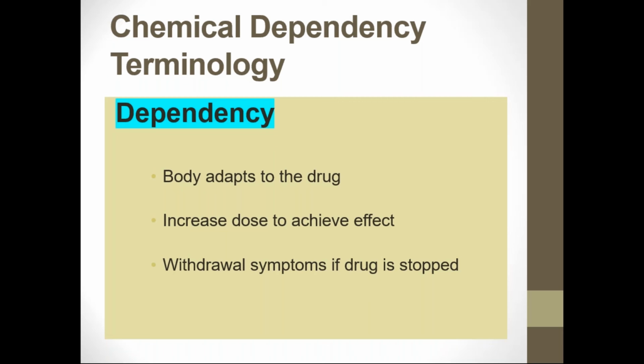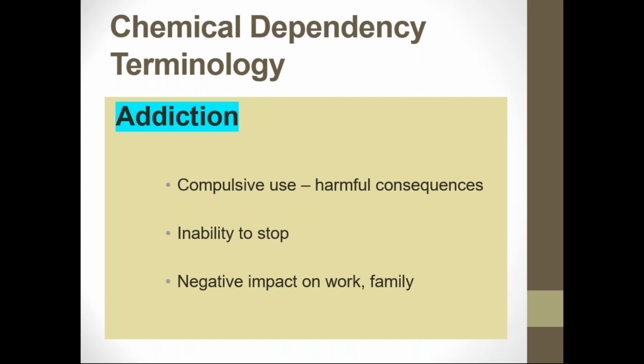When you read this, you might think, well, this is addiction. It's true. But I would say that addiction has a couple of very specific characteristics. One is that addiction shows that the person has a compulsive use that has harmful consequences. Addiction means that the person cannot stop. And addiction means that there's a negative impact on work and family.